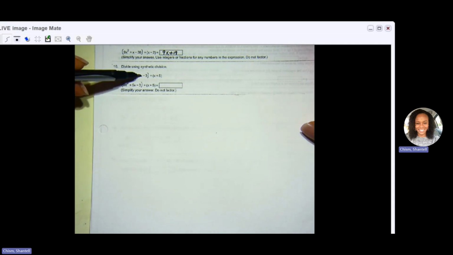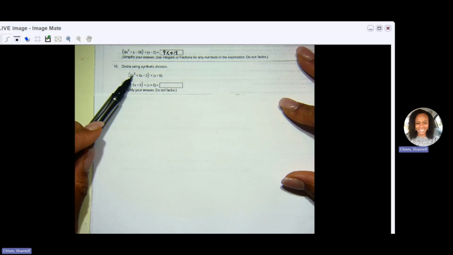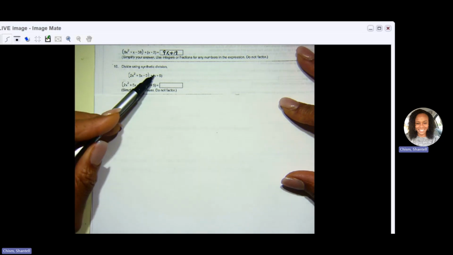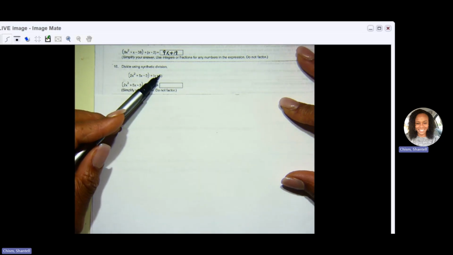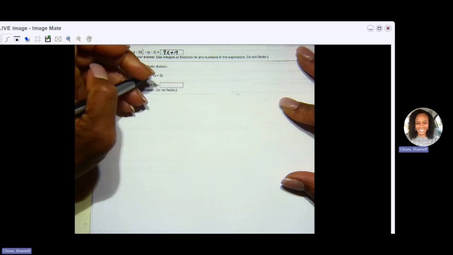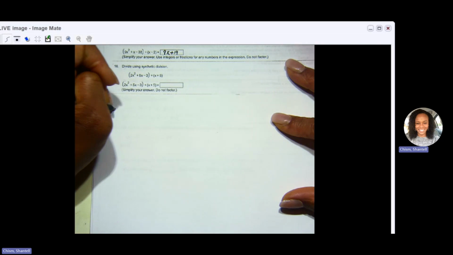It says divide using synthetic division. Our dividend is 2x squared plus 5x minus 3, and we're going to divide that by x plus 5, okay? So looking at the dividend, first off, are there any missing terms? No. It goes from x squared to x and then to your constant. So no missing terms. Your divisor is of the form x plus or minus c, so you're good there. So you're going to take the constant from the divisor, the opposite of what sign you see. So that was a plus 5, so we take a negative 5.